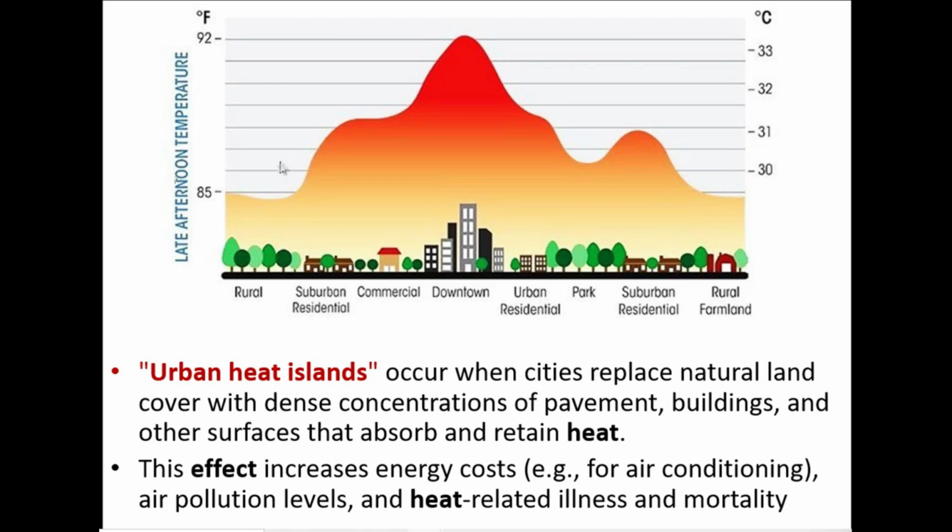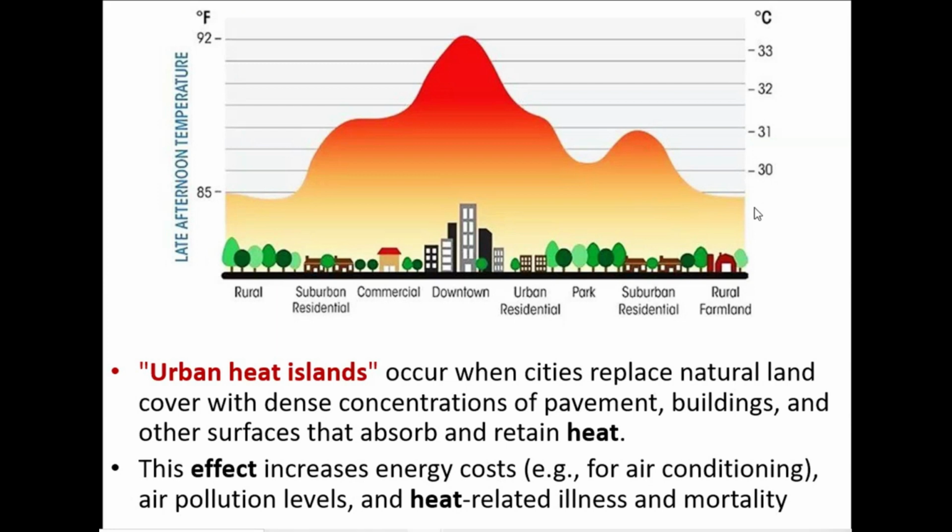Okay, you can see here. This effect increases energy cost for air conditioning, air pollution level, and heat related illness and mortality. So they made one graph. It starts from rural area to urban area, then suburban area to rural farmland. The temperature is in Fahrenheit on one side and in centigrade on this side.